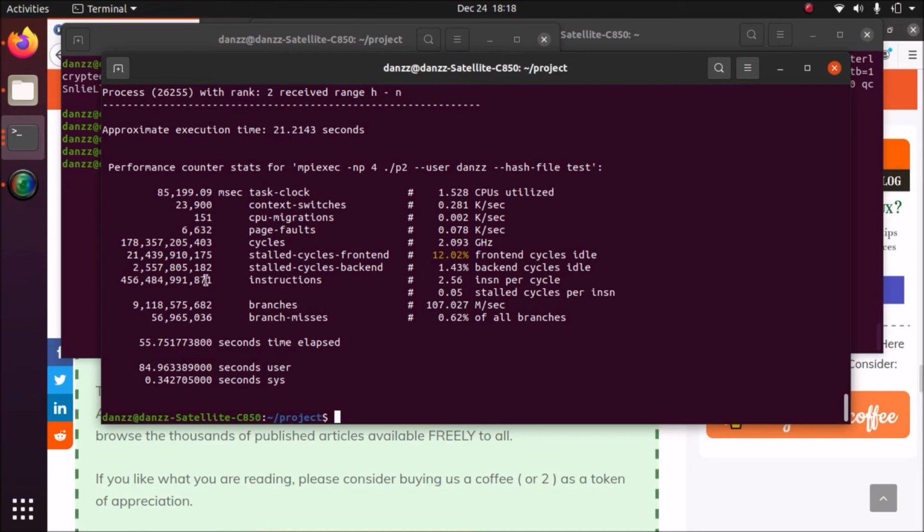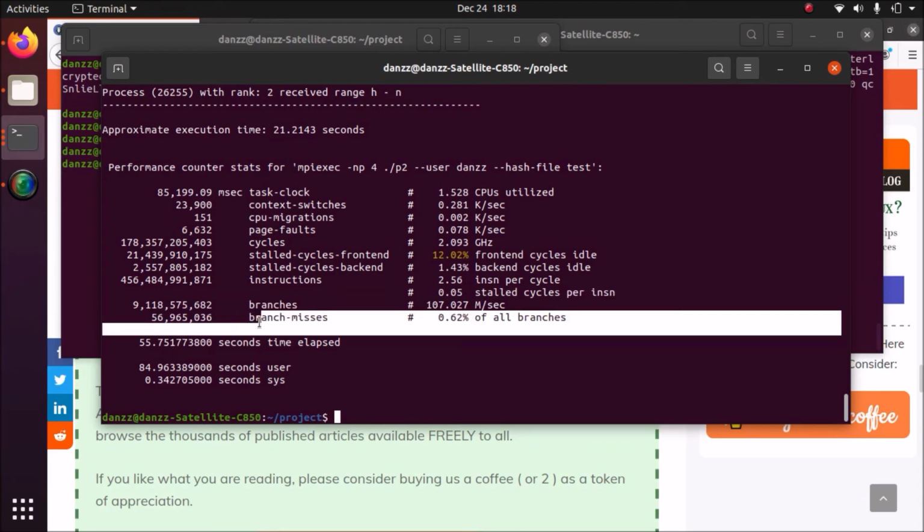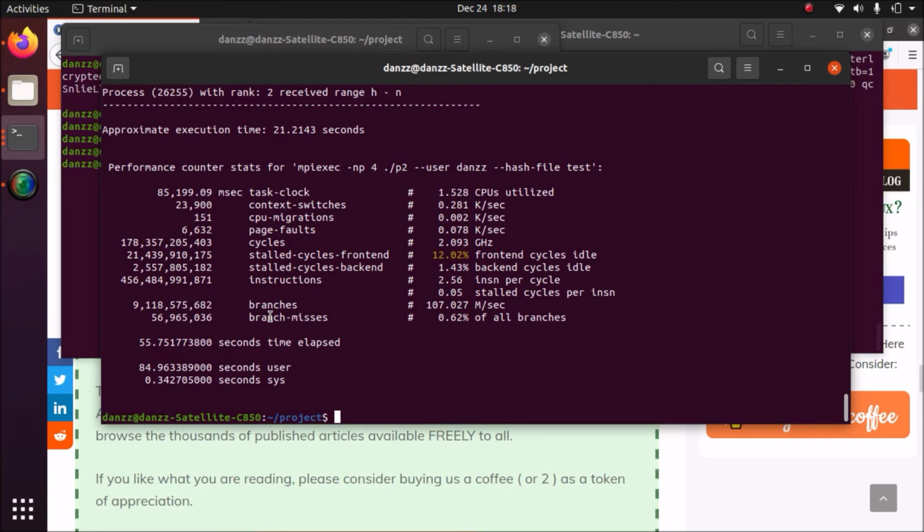And now the instructions, these are the total number of instructions executed. And this is my favorite, IPC, that is instructions per cycle. So there were about 2.56 instructions executed per cycle. And now branches, these are the total number of branches, and these are the branch misses. From the total branches, these were the branches that were mispredicted. So this is the rate of mispredictions or branch misses.